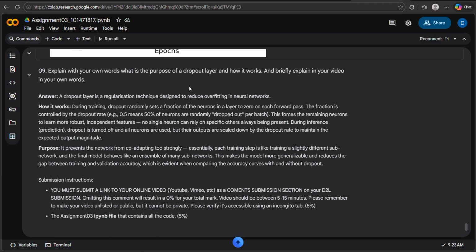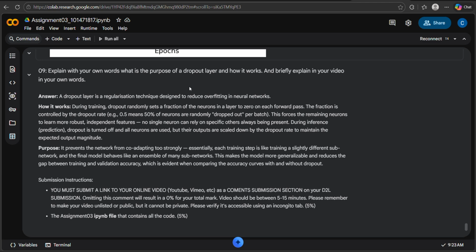Question 9, asked to explain dropout in my own words. Dropout randomly switches off a percentage of neurons on each training step. So if you set dropout to 0.5, half the neurons in that layer get zeroed out randomly for that batch. This helps because it stops neurons from relying too heavily on each other. Each neuron has to learn features that are useful on its own, not just in combination with specific neighbors.